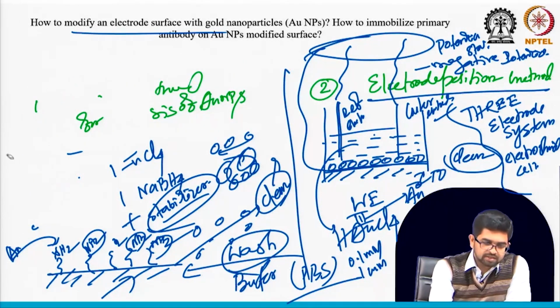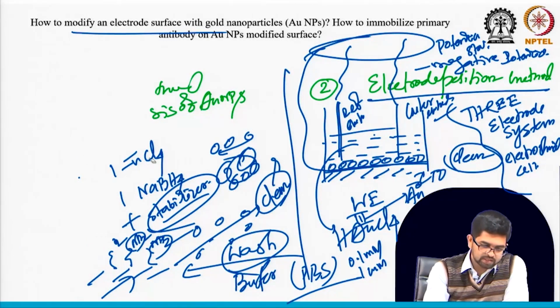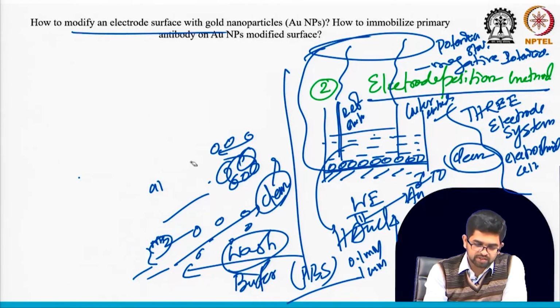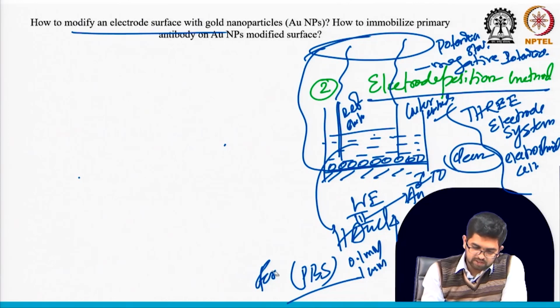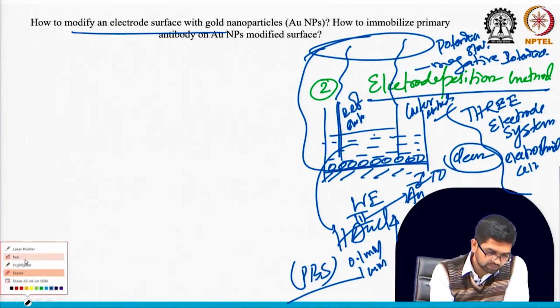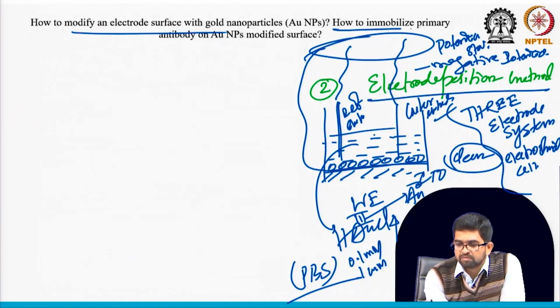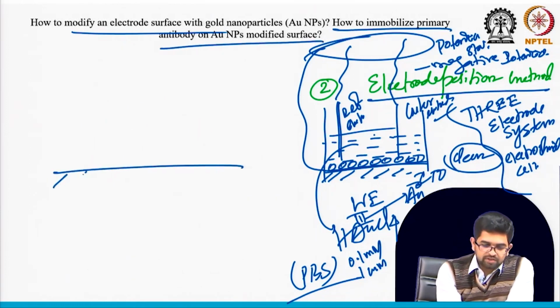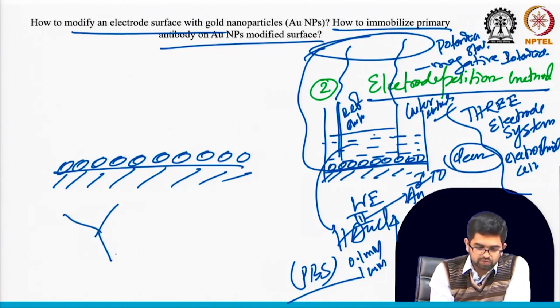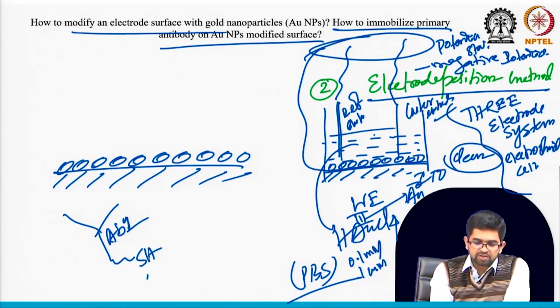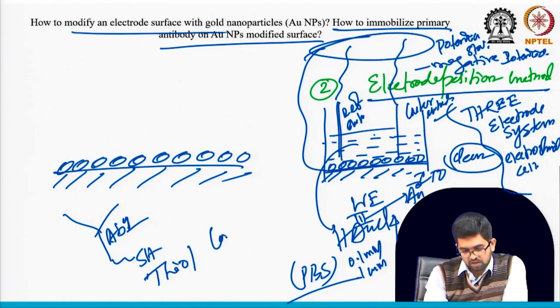Now, the second part of the question. In the first part of the question there were 2 parts, right? How to synthesize: one is the chemical process and another is the electrodeposition process. Now, let us come to how to immobilize the antibody. See, on your surface you have lots of gold nanoparticles. Now, let us immobilize your antibody. So, you can choose a primary antibody with thiolated, means thiol conjugated, antibody.